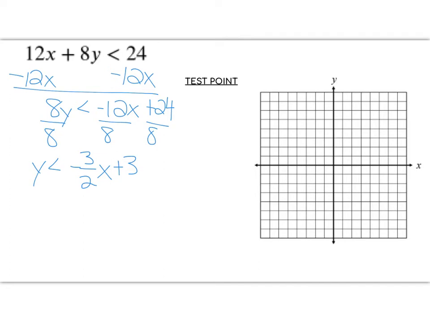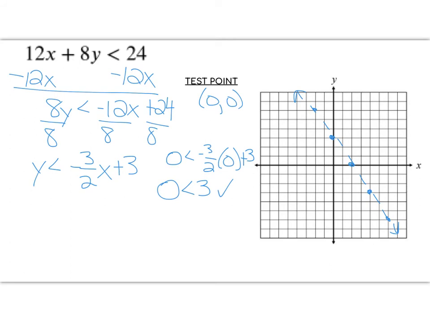Now you have a line to graph. Graph the line. Make sure you pay attention to whether it should be solid or dashed. The y-intercept was 3. The slope was negative 3/2. It should be a dashed line. And now I need to pick a test point. So I'm going to pick the point 0, 0. Why don't you plug in 0, 0 and tell me if the statement you get is true or false?